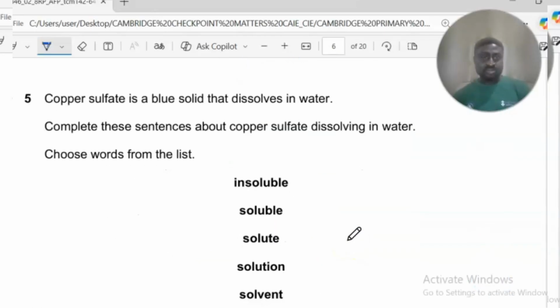Question 5 is the chemistry strand of science, and the question reads, copper sulfate is a blue solid that dissolves in water. Take note of the color of copper sulfate. It is blue in color. That is in terms of its appearance.